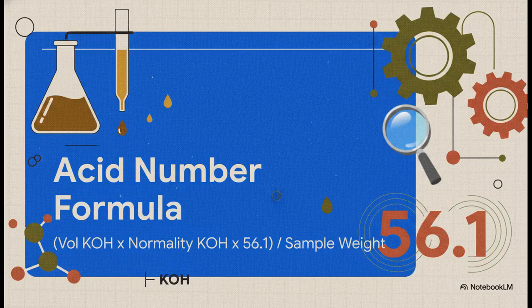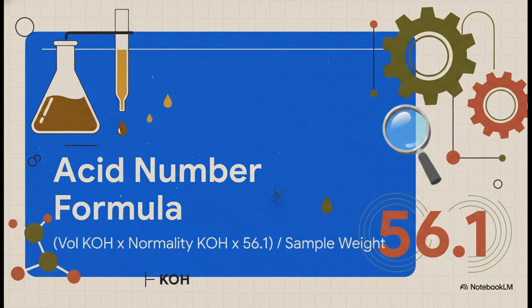To turn our pink liquid into actual hard data, we use this specific formula. The acid number equals the volume of KOH we used, multiplied by the normality of our KOH solution, which is just its chemical concentration, multiplied by 56.1. Then you divide that whole thing by the exact weight of the oil sample in grams.